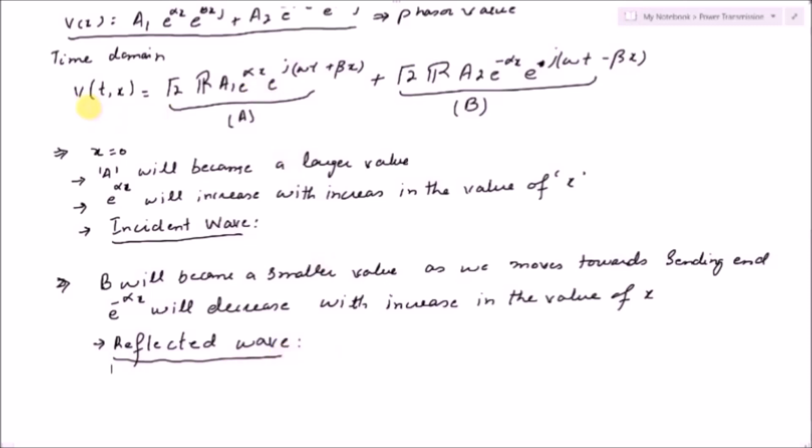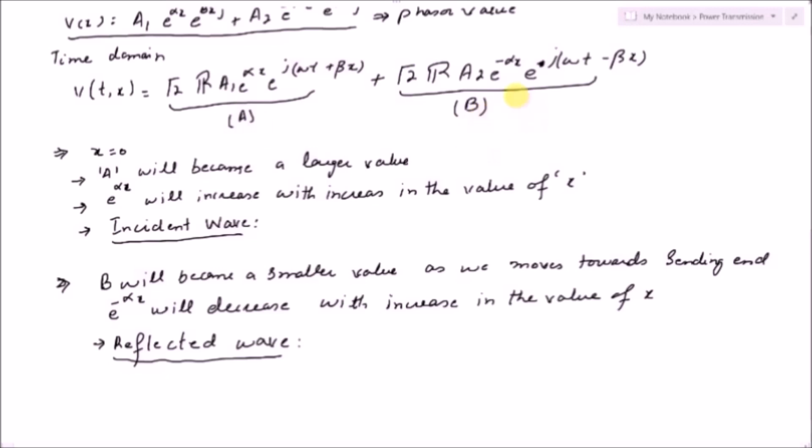We have a voltage equation. There is one part that has e raised to alpha x in it, and the second part has e raised to minus alpha x in it. If we start from the receiving end, x is equal to 0, and as we move towards the sending end, x is increasing. So the A portion of the equation will increase as we move towards the generation point, or the sending end of the transmission line. That's why it is known as the incident wave.